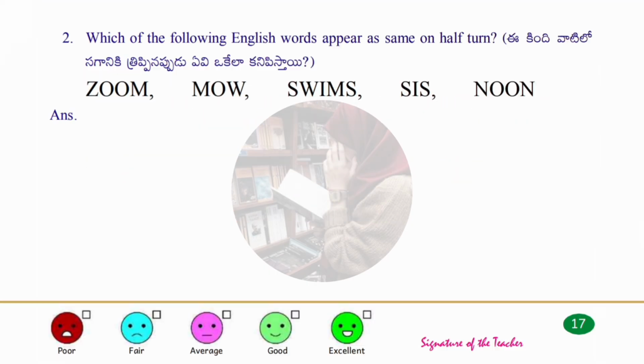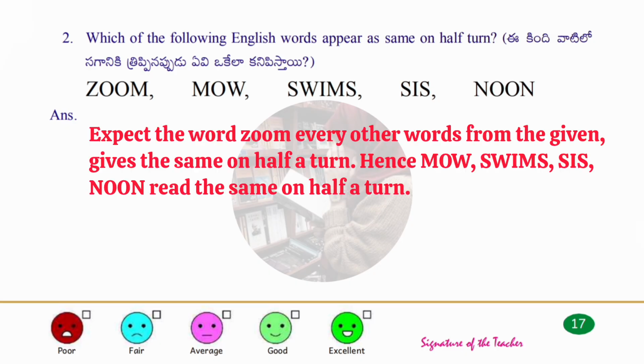Understood guys? Let's move on to the second question, which is: which of the following English words appear the same on half turn? Here we have given 5 words: zoom, mow, swims, sis, noon. These are the English words given. What we have to do is give a half turn to these words. If we give a half turn, which words remain the same? So write down the answer.